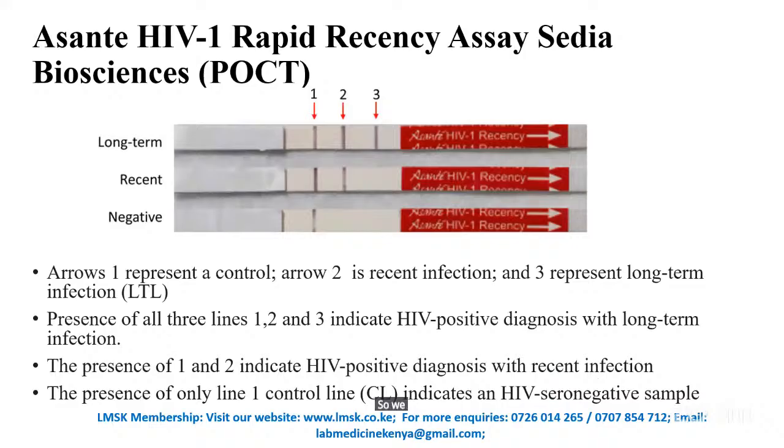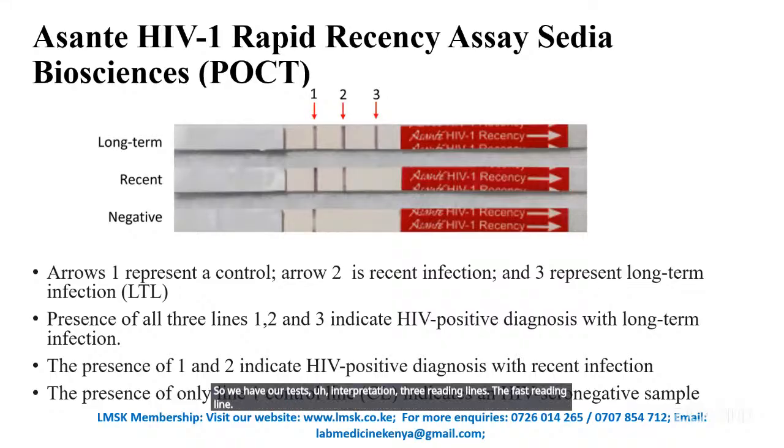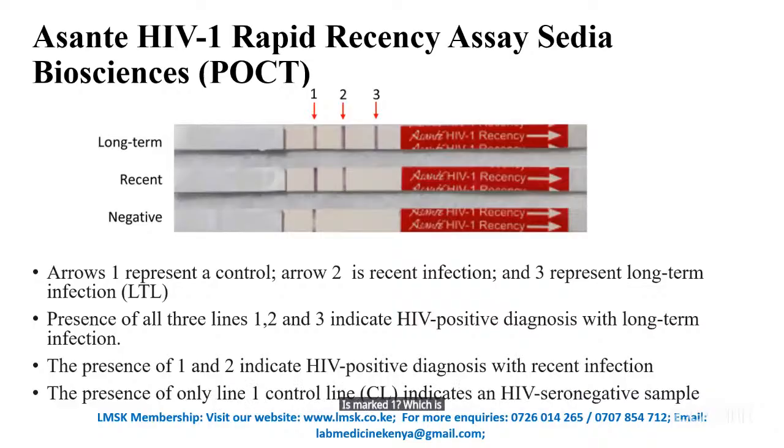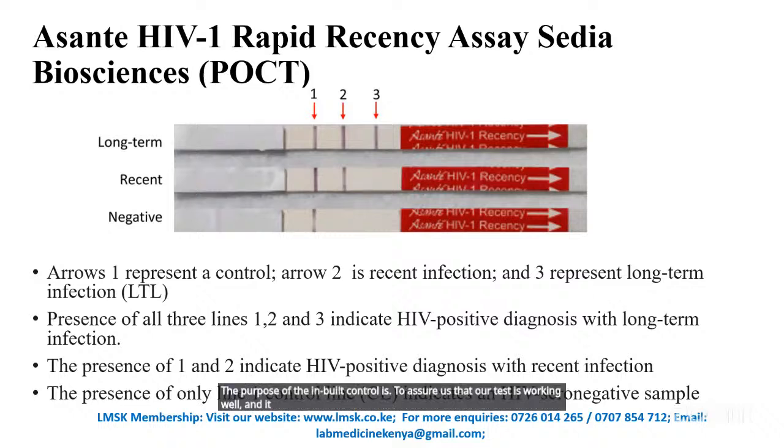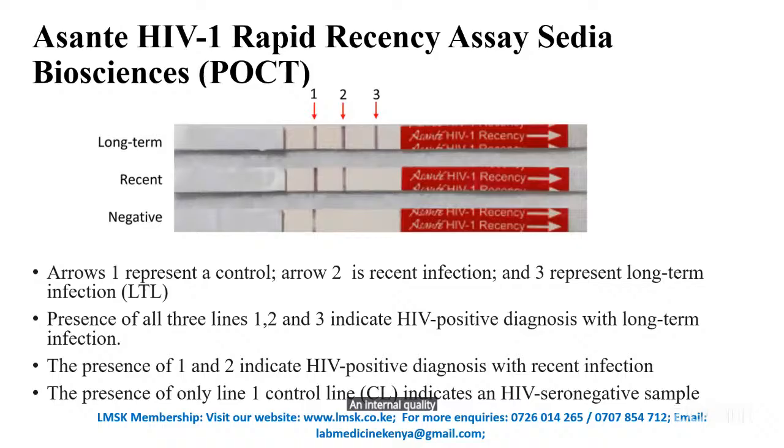So we have our test interpretation, 3 reading lines. The first reading line is marked 1, which is the control. For the rapid test, we always have the inbuilt control. The purpose of the inbuilt control is to show us that our test is working well, and it's also an internal quality control on the test strip. So the second arrow, which is 2, will show us the recent infection. And the third one will show the long-term infection.